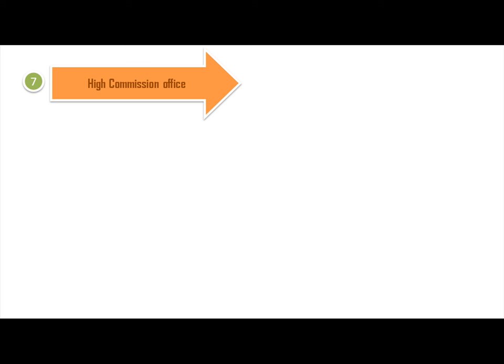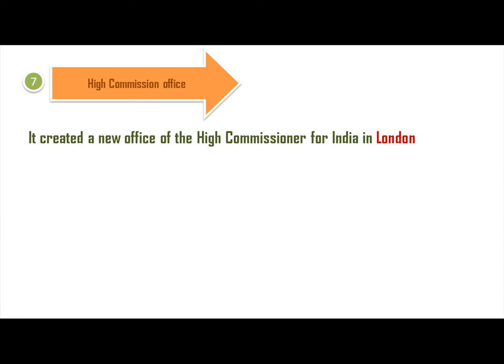Next, moving on to the seventh important feature, the High Commission Office. This Government of India Act created a new office in London called the High Commission Office, where a High Commissioner will be there. Some of the duties of the Secretary of State were transferred to the High Commission Office.